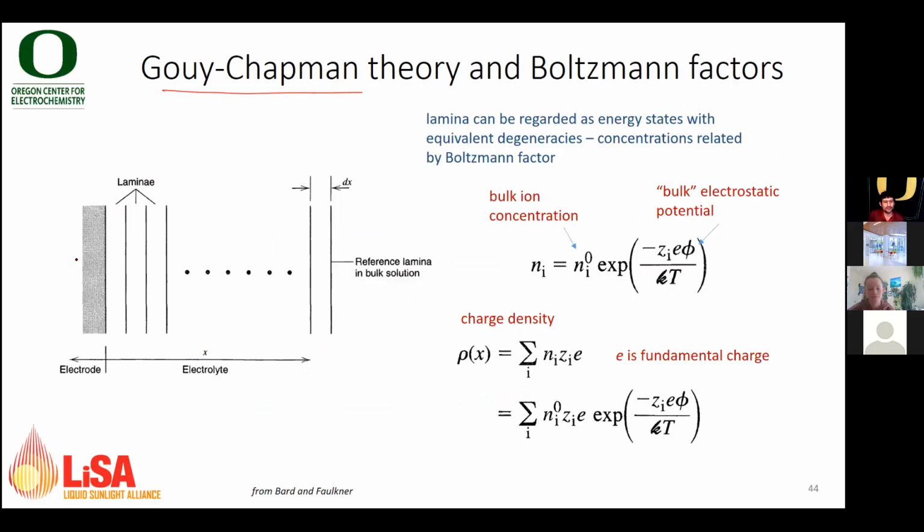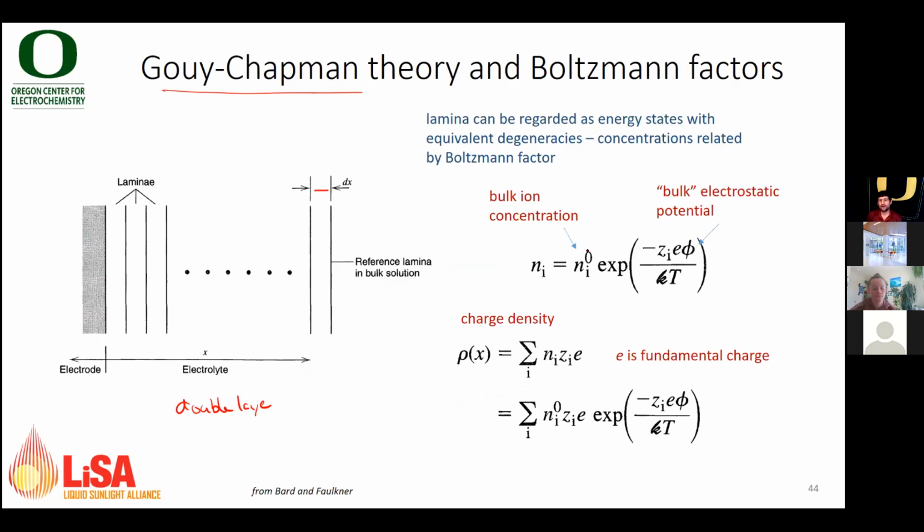So we can model this. I have an electrode, and that electrode will have some charge on it, okay? And it's going to be compensated by charge in the solution that's going to make up the double layer. So this is the double layer region. And what Gouy-Chapman did is they said, well, I can split the double layer up into a series of lamina. This makes it a one-dimensional problem, each with thickness dx, right?